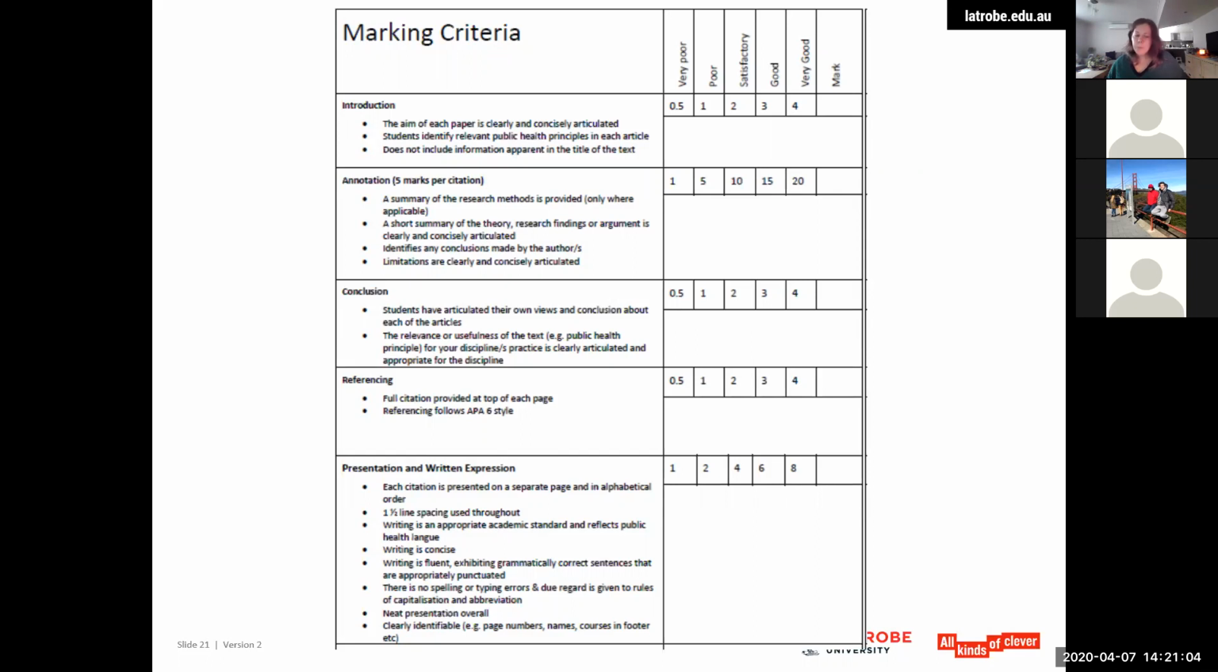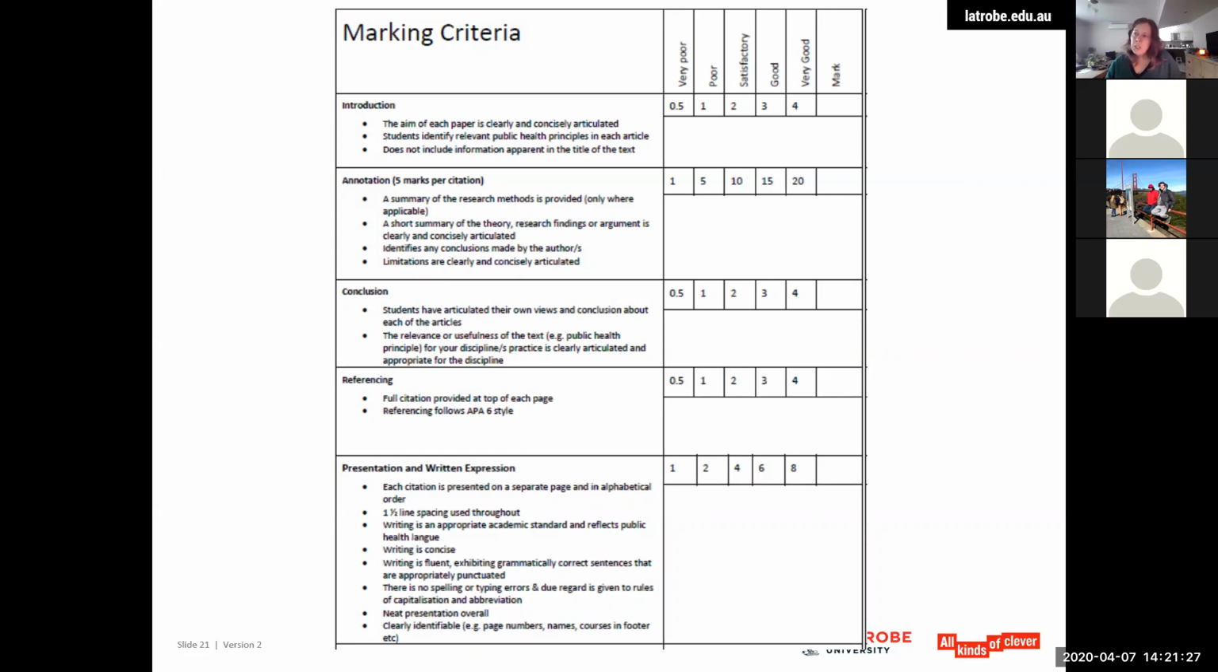So we've broken it down to sort of introductions. So in each paper, we'd like to see, obviously, the aim of each paper clearly and concisely articulated, that you've identified the relevant public health principles in the article, and that you haven't included information that's apparent in the title of the text. Okay.